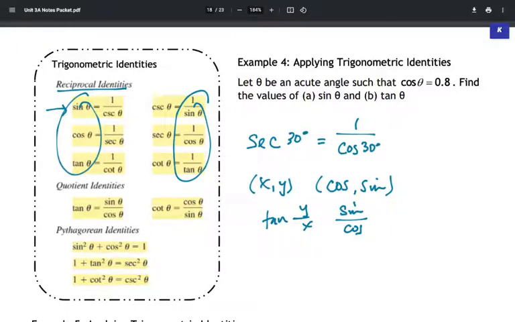All right, now let's talk about these Pythagorean identities right here. Let me erase this stuff right here.